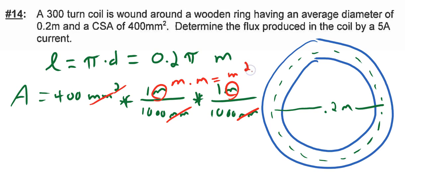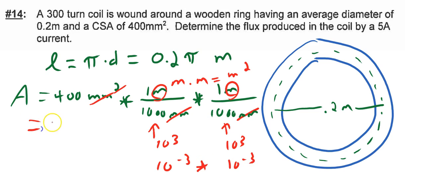meters squared. And so to do our conversion, remember that 1,000 is 10 to the 3, and we have it twice. If it's in the denominator, as that goes to the numerator, we have 10 to the negative 3 multiplied by 10 to the negative 3. And so that gives us an area of 400 times 10 to the negative 6 meters squared. Now we could write that as 4 times 10 to the negative 4 meters squared, but we'll go ahead and leave it as 10 to the negative 6.